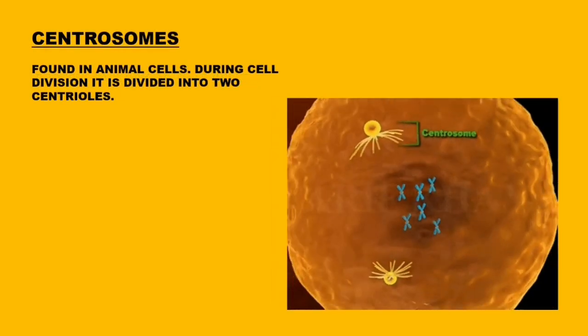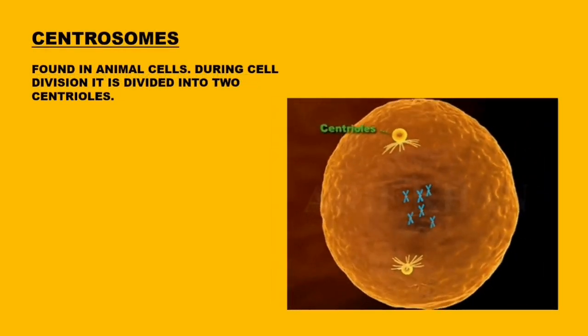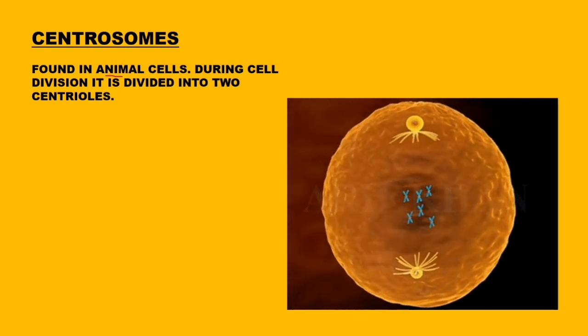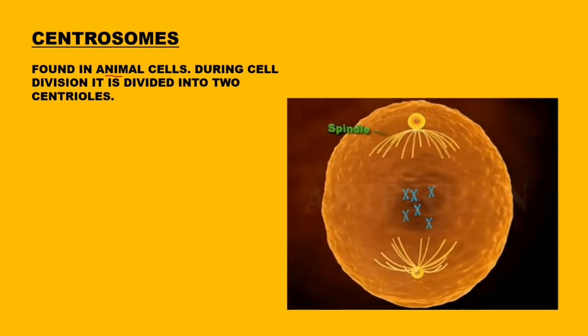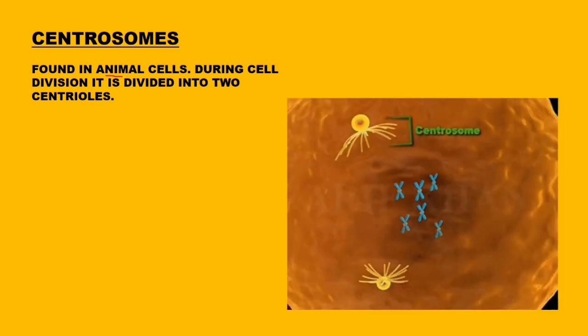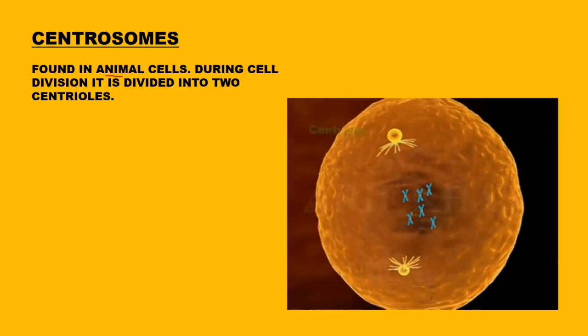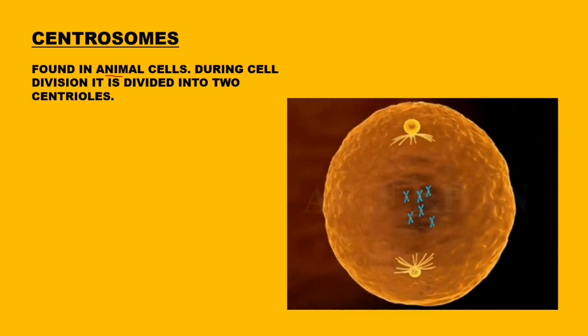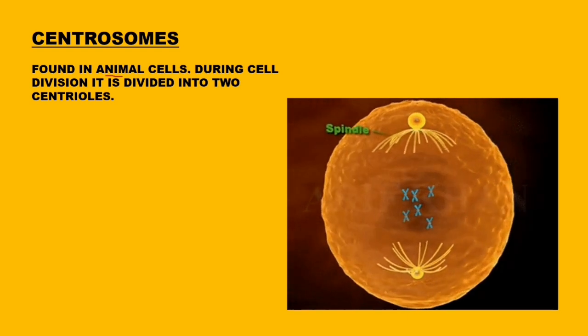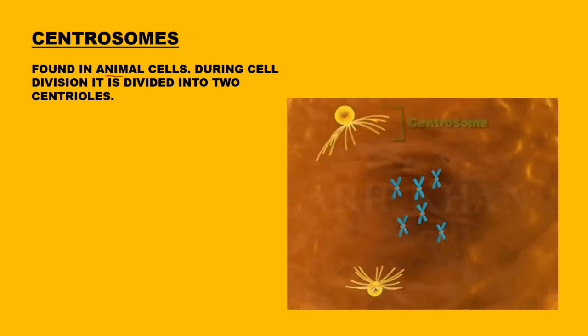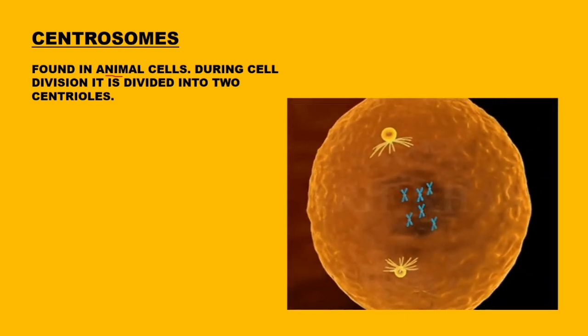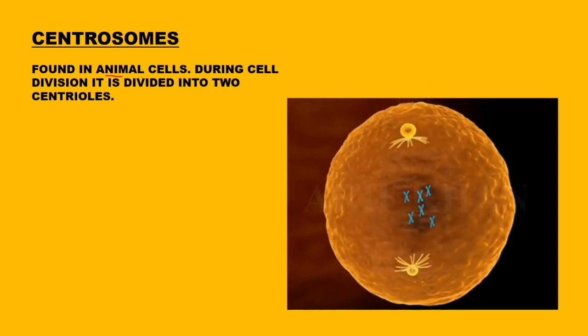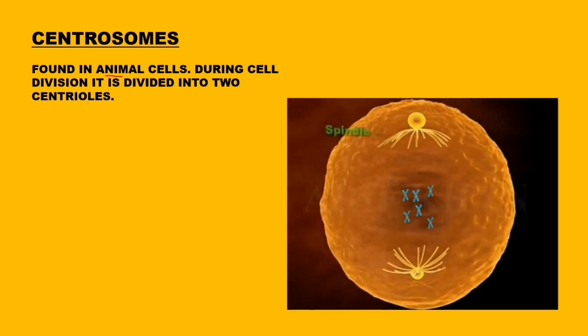Centrosome. Generally, it is found in animal cells. During cell division, it is divided into two pairs of centrioles, which move towards two opposite poles. They form mitotic spindle during cell division, and it is an important constituent of flagella and cilia. Or we can say that it helps in the formation of spindle fiber between poles during cell division.